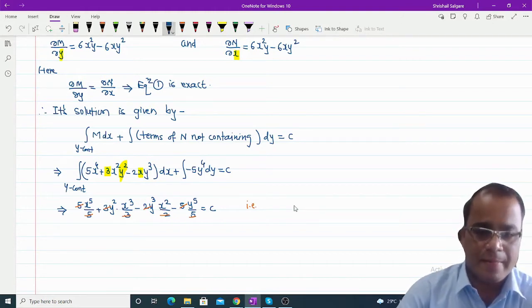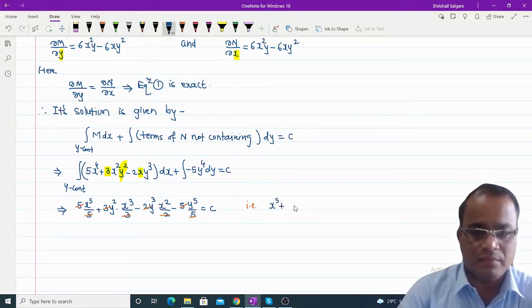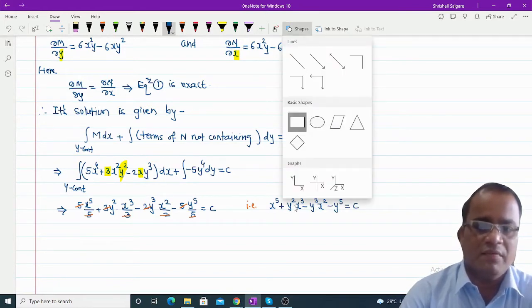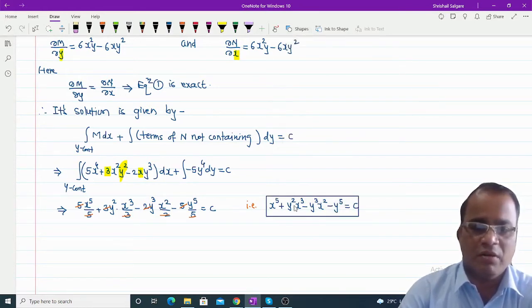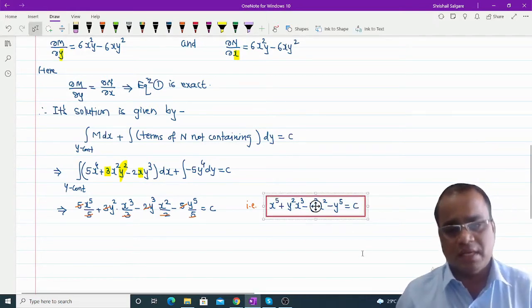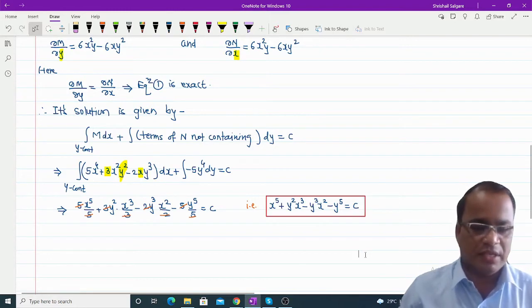answer is x raised to 5 plus x cube y square minus y cube into x square minus y raised to 5 is equal to c. That is the final solution, and this solution we call a general solution. If there is any doubt, any question, I will take that question, otherwise I will move to the next example.